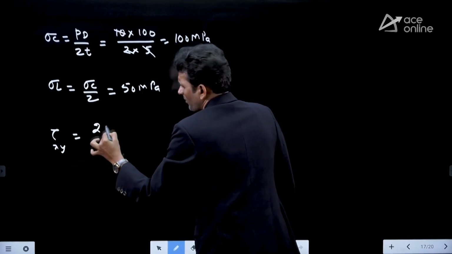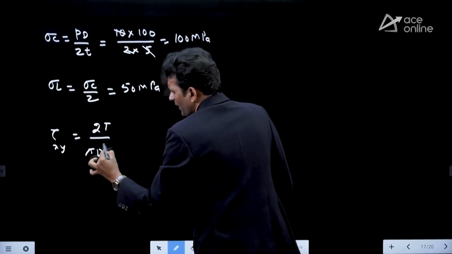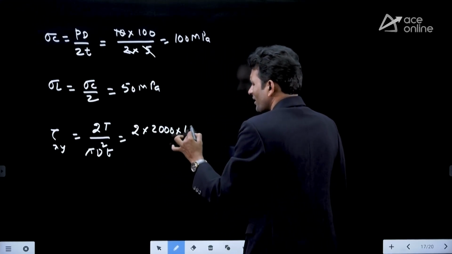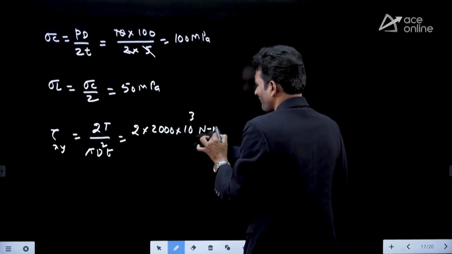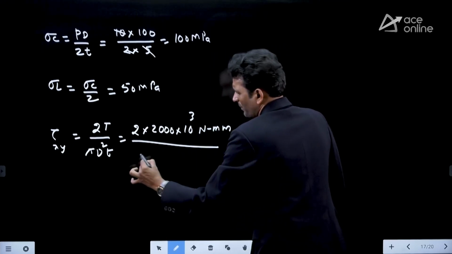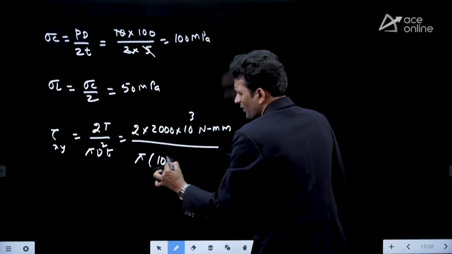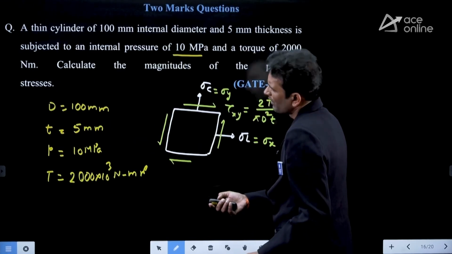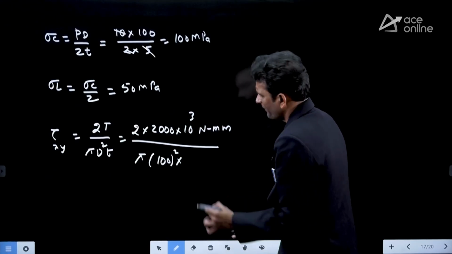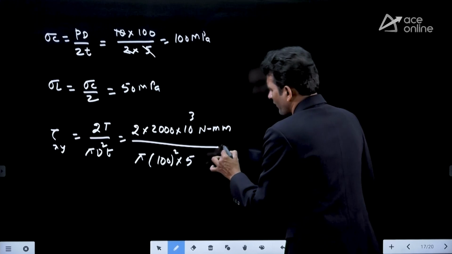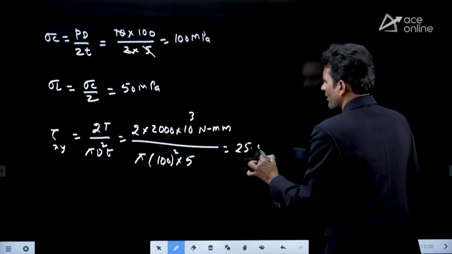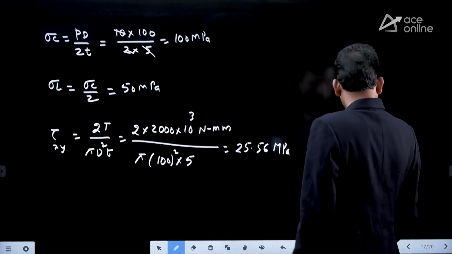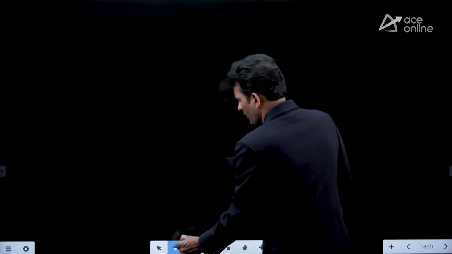Tau xy direct formula 2T divided by pi d square T. 2 torque, it is 2000 into 10 cube Newton mm. Pi d square, it is 100 square. T, how much it is given as? 5. If I simplify, you are having just around 25.56 megapascal. Once I have this one, our requirement is principal stresses.